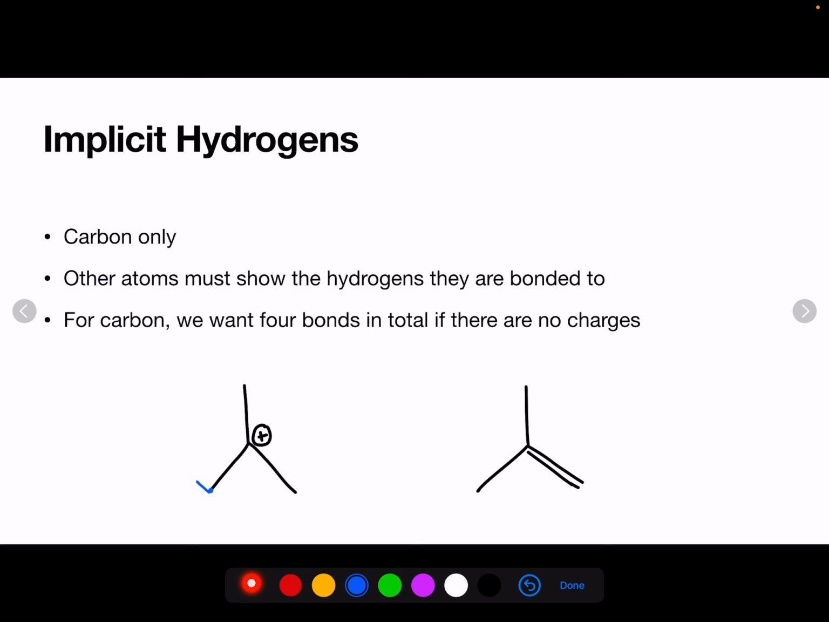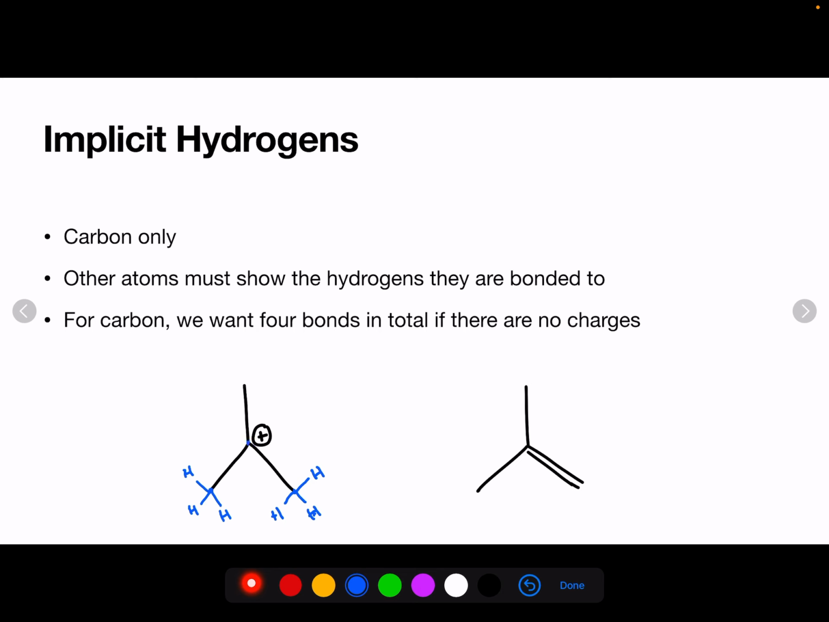So we can put in 3 hydrogen bonds. And now the carbon has its full octet. So these 3 hydrogen bonds, they were always there. It's just that we're explicitly showing it now. The same goes for the bottom carbon on the right. It's still only shown to be bonded to one carbon above. So we're going to have to add in 3 hydrogens just so that it has 4 bonds in total.